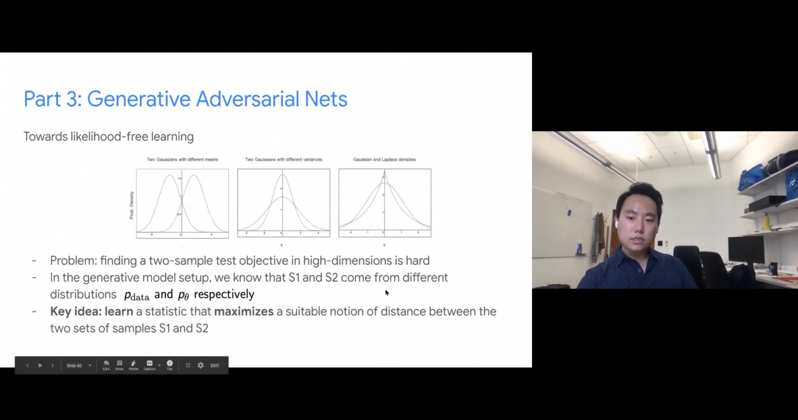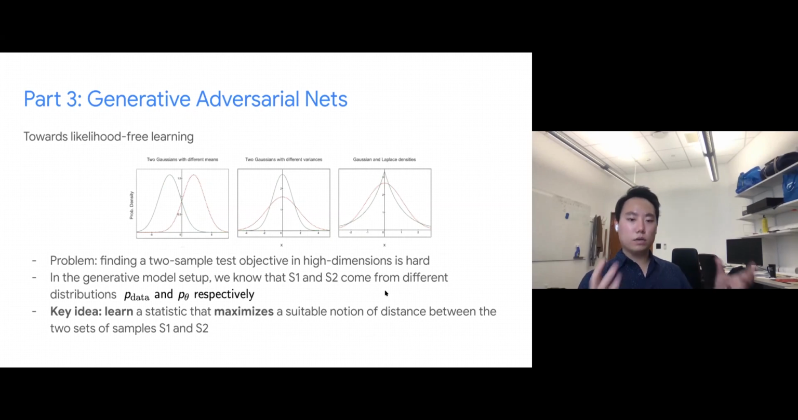These test statistics are really hard in high dimensions. Again, estimating means and variances in high dimensions is super hard. So what I can do instead is learn a statistic using a discriminator. This learned statistic should maximize the distance between S1 and S2 because I know they came from different distributions. Conversely, my generator should try to minimize the distance between my samples S1 and S2 because I want to make sure they look as similar as possible.